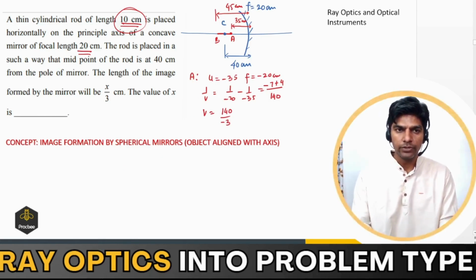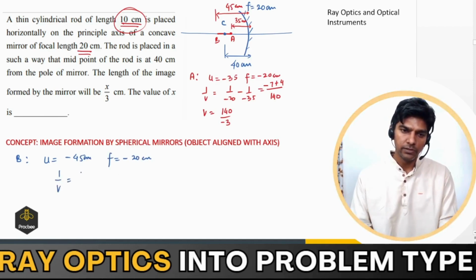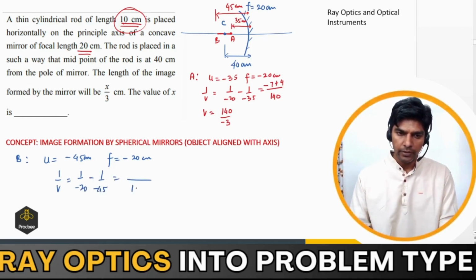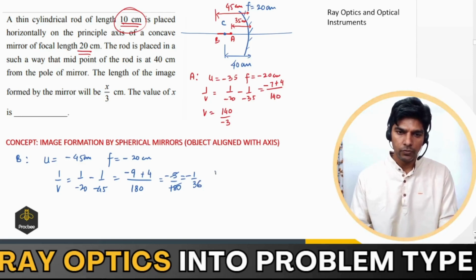Now let us find the position of the image of object B. For B, u is minus 45 centimeter. Focal length will be minus 20 centimeter. So 1 by v is equal to 1 by f, which is minus 20, minus of minus 45. So the LCM will be 180. So it will be minus 9 plus 4. So this will be minus 5 by 180. Or we can further simplify this. It will be minus 1 by 36. So v comes out to be minus 36.